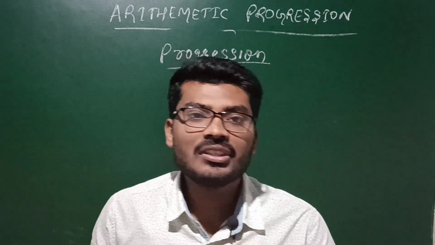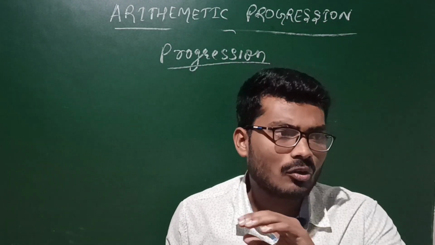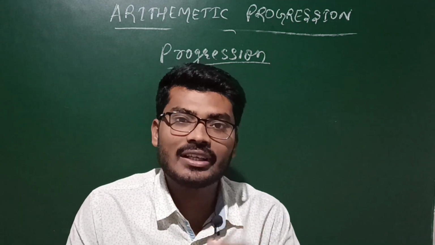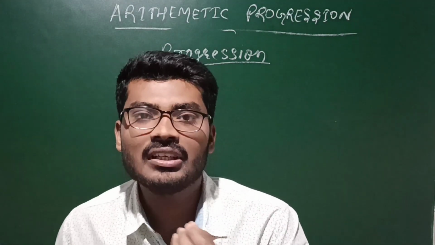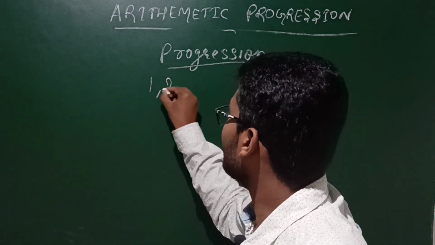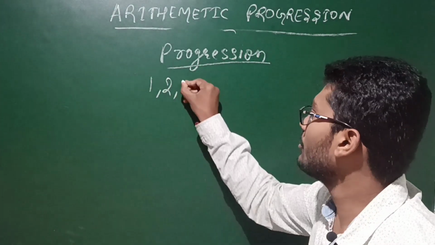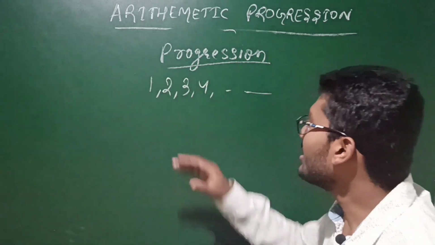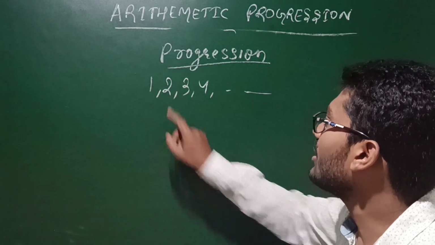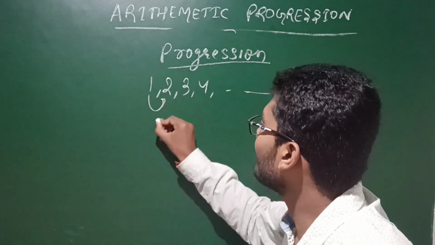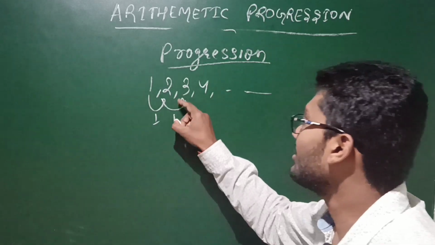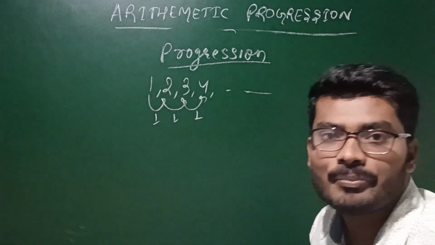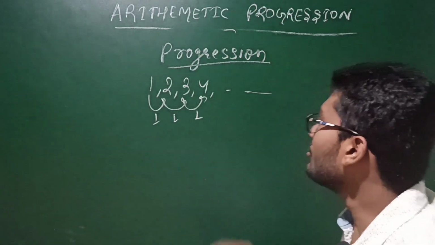The term progression means a sequence of numbers. There are lots of numbers in this progression, but they all follow a fixed or definite pattern. Let's take an example, a sequence of natural numbers. It starts from 1, 2, 3, 4 and so on. Here we can see a fixed pattern: the difference between two consecutive numbers is 1. So this sequence of numbers follows a definite pattern. This is known as progression.